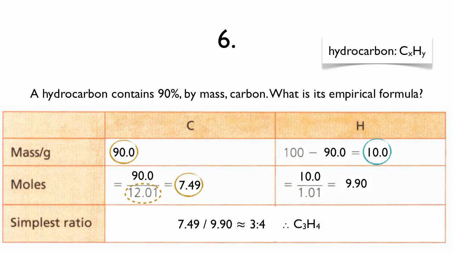Conversely, if we take hydrogen, we have a mass of 10, what's left over from 100, divide by the molar mass of hydrogen, and we get this number. We look at that ratio, the molar ratio between carbon and hydrogen. We find out it's 3 to 4, and there's our empirical formula for this hydrocarbon.